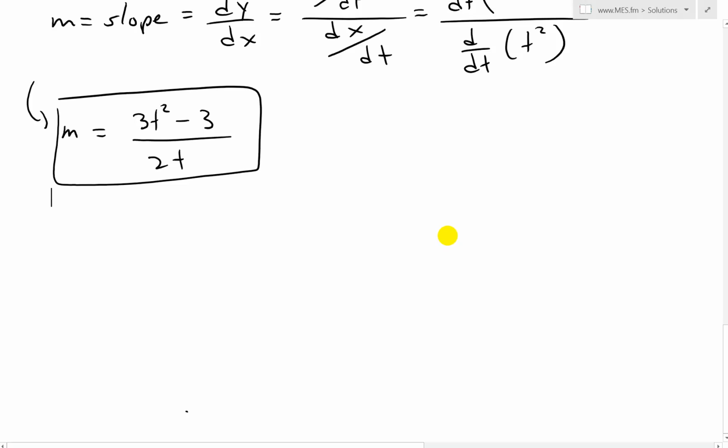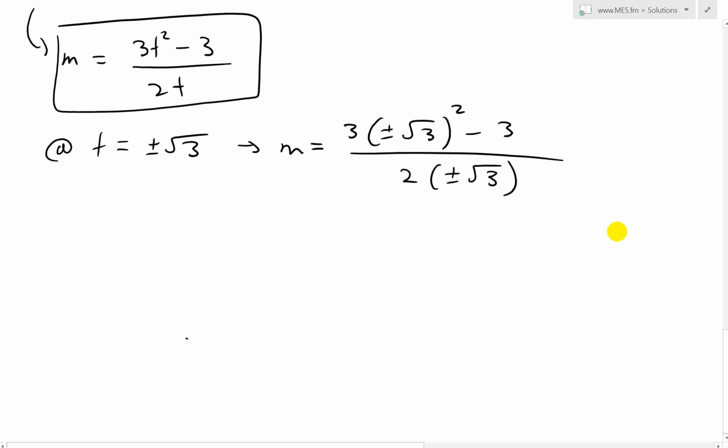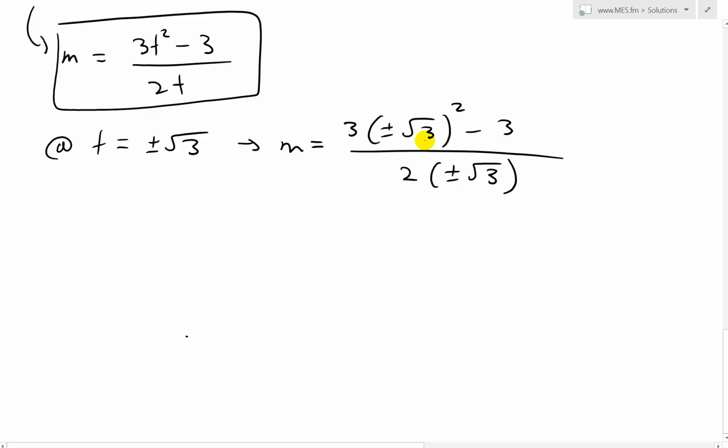So now what we have to do is plug in the values. At t equal to plus or minus square root 3, we'll just plug this in with the plus or minus, because this is easier to deal with. So m, or dy over dx, or the slope, equals 3 times plus or minus square root 3 squared minus 3, and at the bottom we have 2 times plus or minus square root 3. Now when you square plus or minus square root 3, it's always positive, so we can get rid of the plus or minus. That just becomes 3.